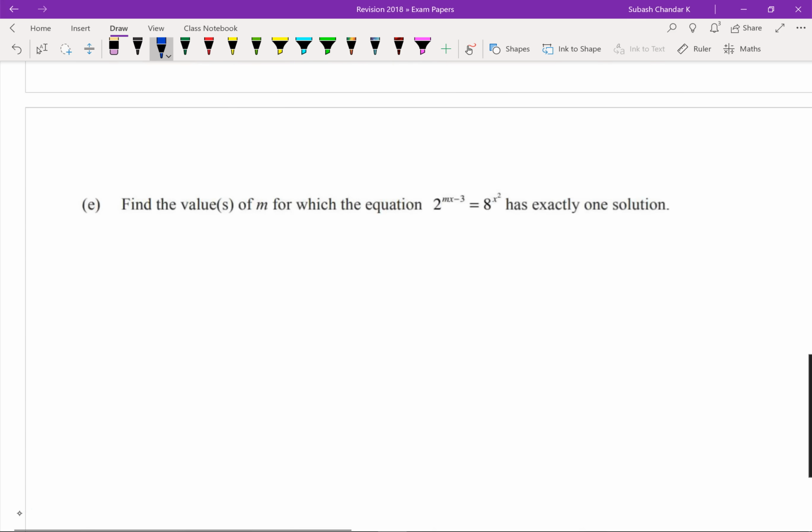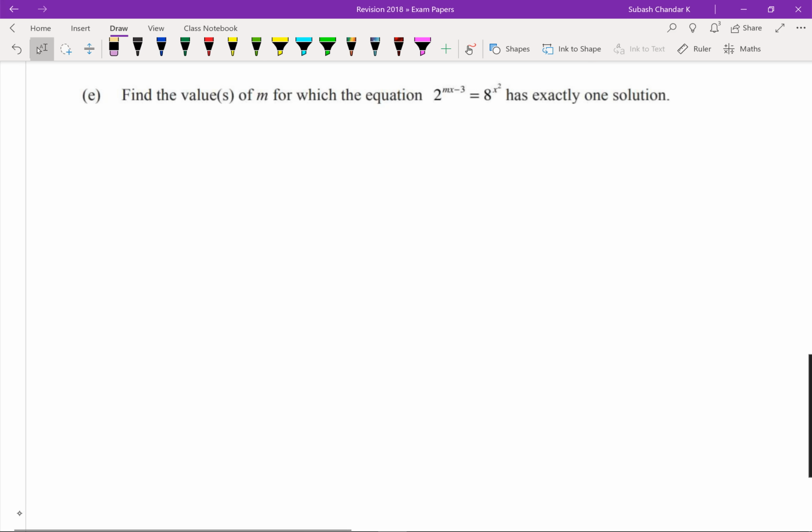All right, let's go to the last question of this paper. So what we have is find the values for m, which has exactly one solution. Okay, so the first step we want to do is get a quadratic out of all of this. And so the way we're going to do it is we're going to write 2 to the power of mx minus 3. But we know that 8 could be written as 2 to the power of 3, and that's raised to the power of x squared. So what we have is 2 to the power of mx minus 3 equals 2 to the power of 3x squared.